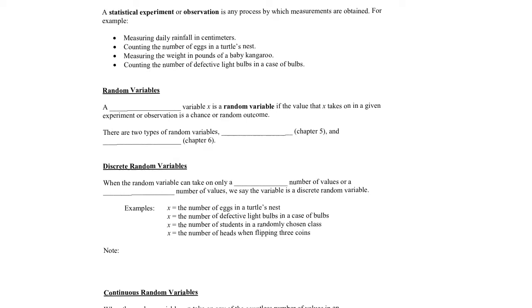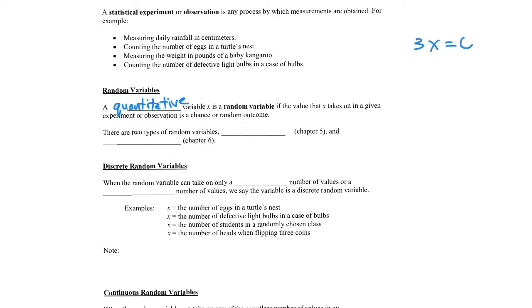So we could say a quantitative variable x is a random variable if the value that x takes on in a given experiment or observation is a chance or random outcome. So this is a little bit like what you've seen before.